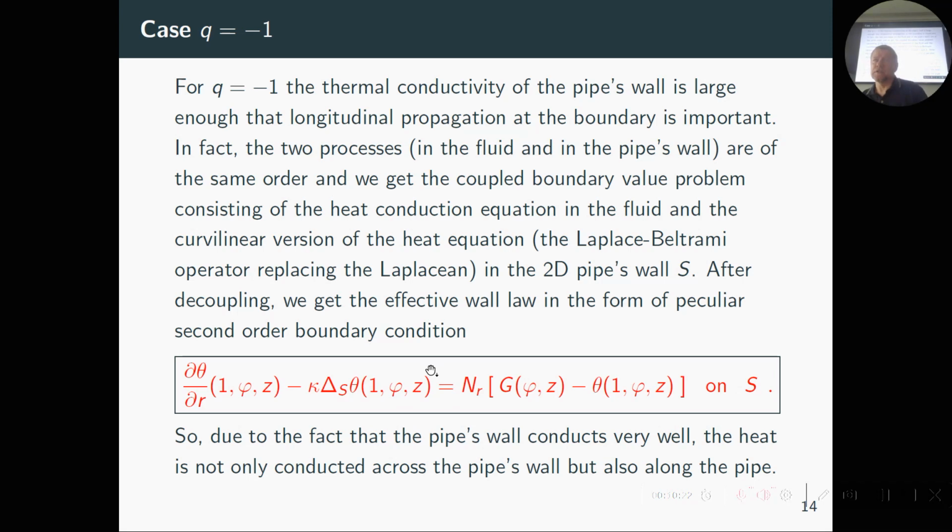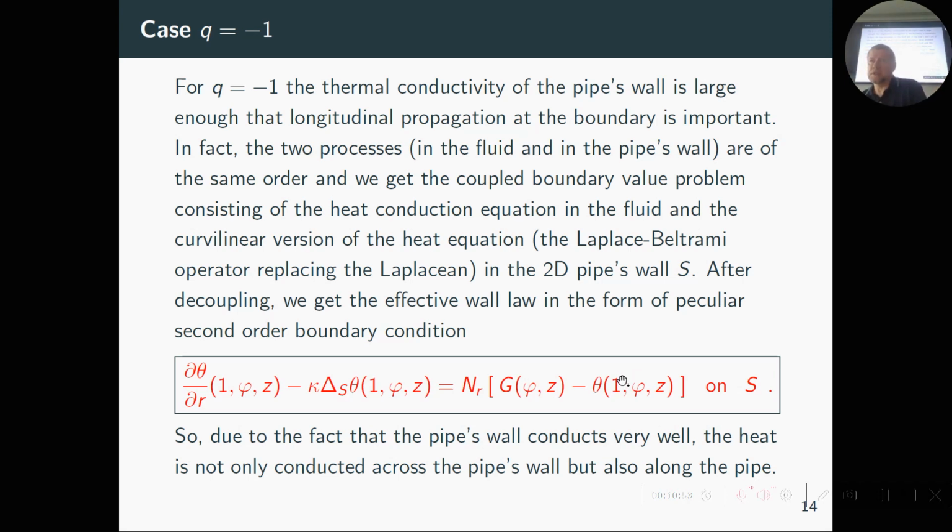And this one is actually in curvilinear coordinates because the pipe's wall is not flat, it's round. So the operator here is the so-called Laplace-Beltrami operator, which means that the derivatives are happening only in the tangential direction. And on the right-hand side, you have a difference between the outer temperature and the temperature on the wall. So you have two separate equations. One is inside the pipe and the other is on the wall.